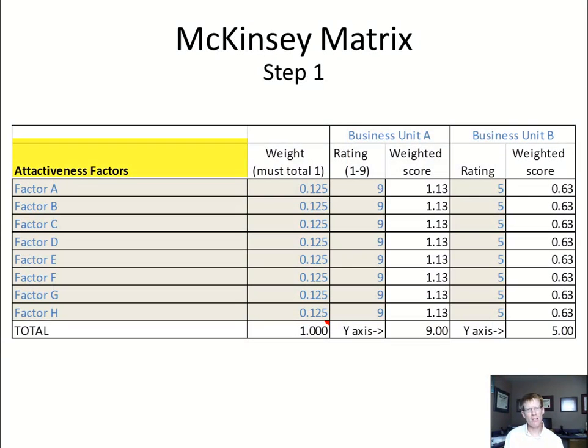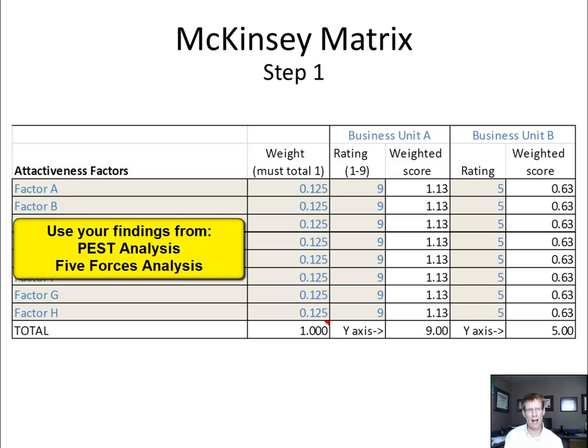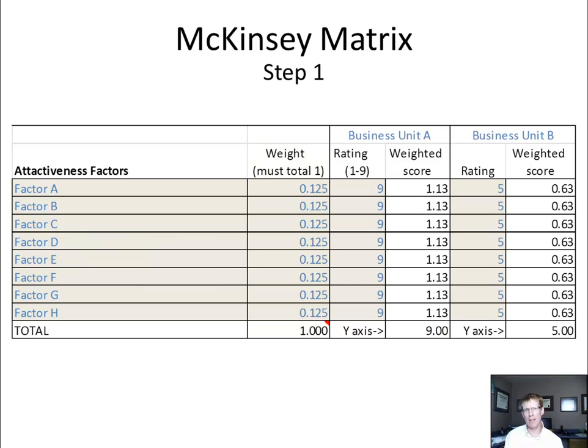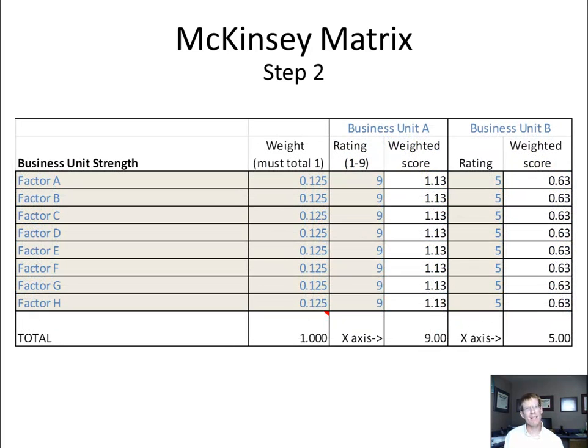The first step is to determine the industry attractiveness. Does this sound familiar? Well, it should, because you will use your findings from the PEST analysis and the 5 forces analysis to identify a handful of relevant factors. Just be aware that you will need to apply the same set of factors to all the business units or product lines that you are evaluating. You should weigh the factors and assign ratings the same way we did in our SWOT analysis to come up with a weighted score.